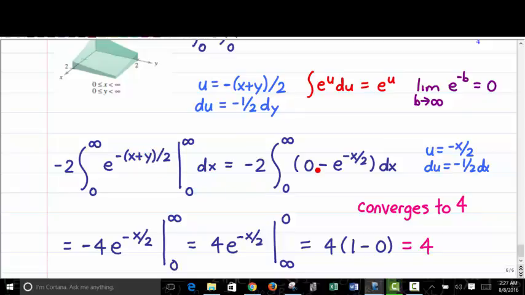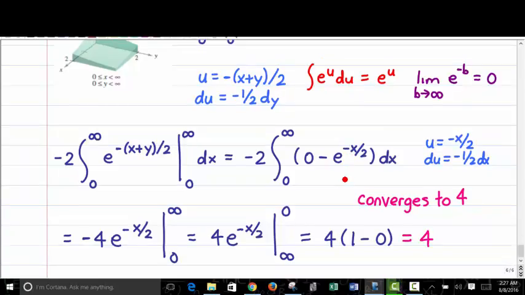And the e to the 0 though, because you put in 0 here for y, the x would still stay there. You put the 0 in for y, you have negative x over 2, but when you put infinity in for y, it makes no difference what x is, because it's going to go to 0. So you've got 0 minus negative e to the negative x over 2. And then you integrate that. It's going to give you negative 1/2, which puts a negative 2 out there, which will give you a 4 with the 2 negative 2's.